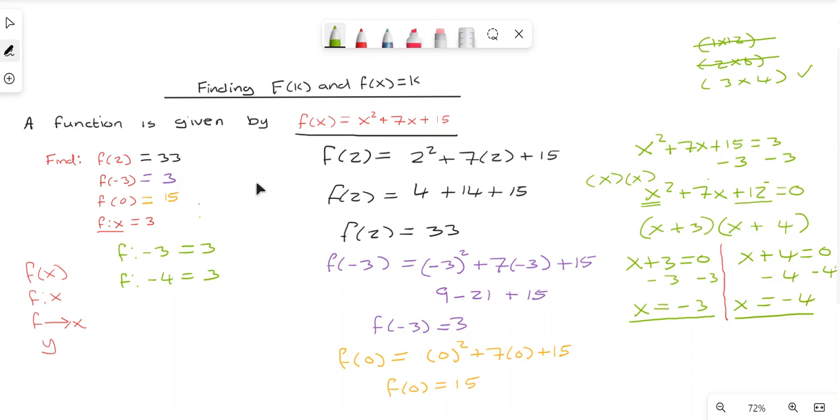So that is finding x when the function is given, that's the process that you follow in relation to it.